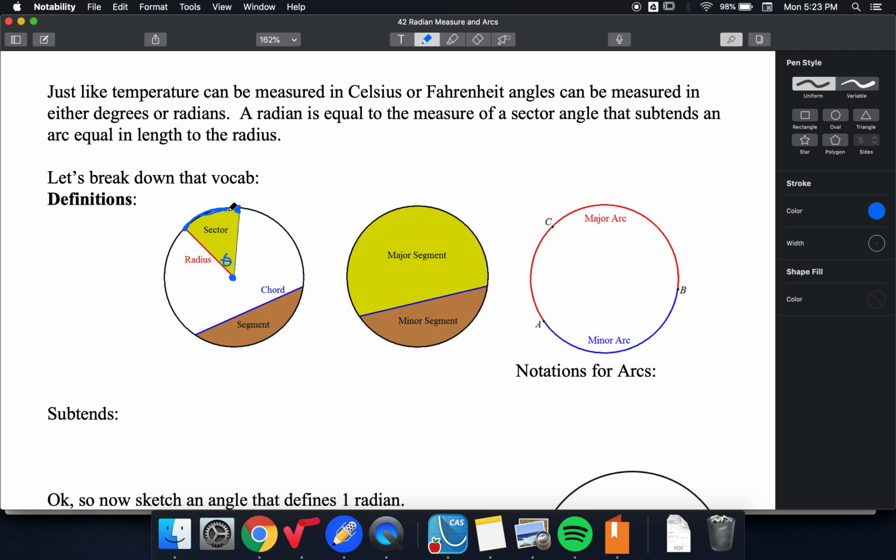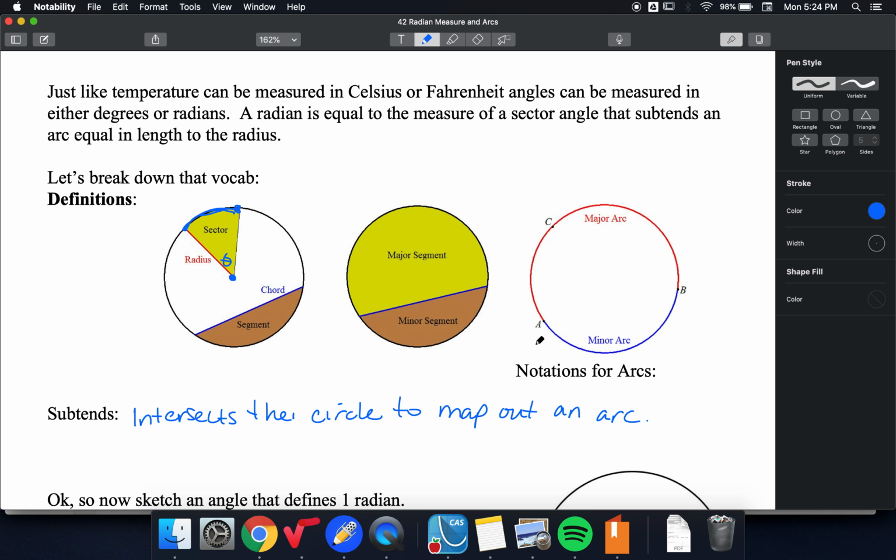So subtends means intersects the circle to map out an arc. Notice we could have mapped it out this way or gone all the way around. Well, that's the difference between a major arc and a minor arc. Typically, we look at the minor arc.